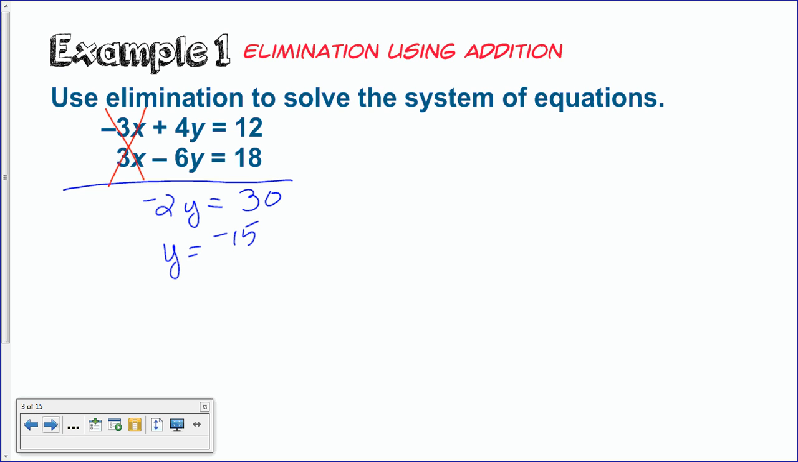Is that it? Well, I have to plug it in. Yeah, we're still trying to find what? The ordered pair where they intersect, right? I just found half of it. I've got to find the x, which means I've got to plug it back in, right? Which one would you use? The top one. Tell me why the top one. Smaller numbers. Smaller numbers, okay?